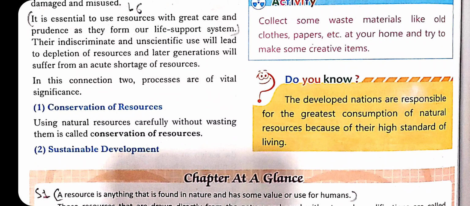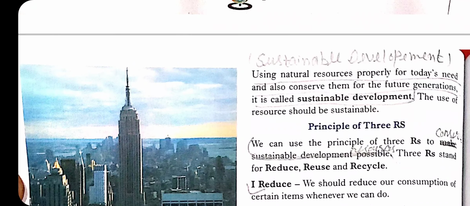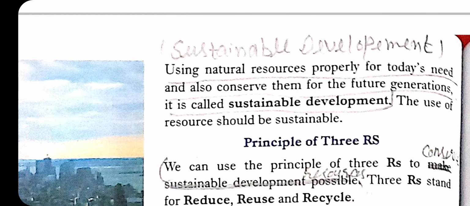Using natural resources carefully without wasting them is called conservation of resources. Use reserve resources very carefully. What is sustainable development? Sustainable development means using natural resources properly for today's need and also conserving them for the future generation. It is called sustainable development.